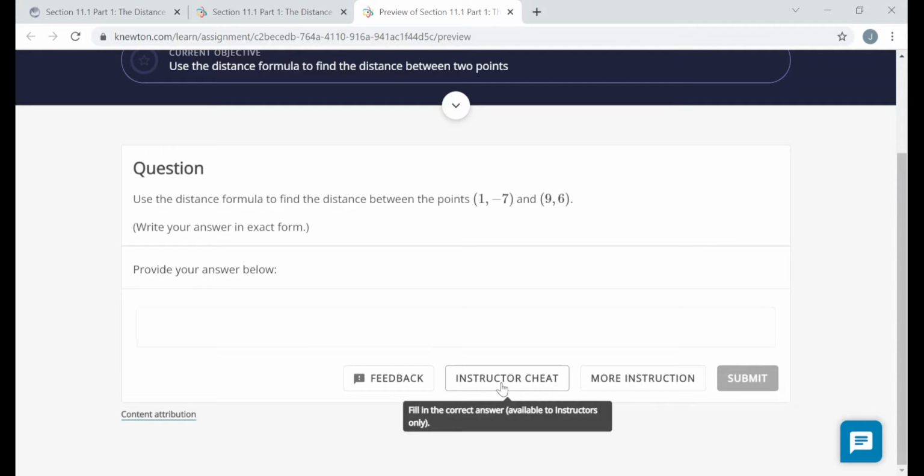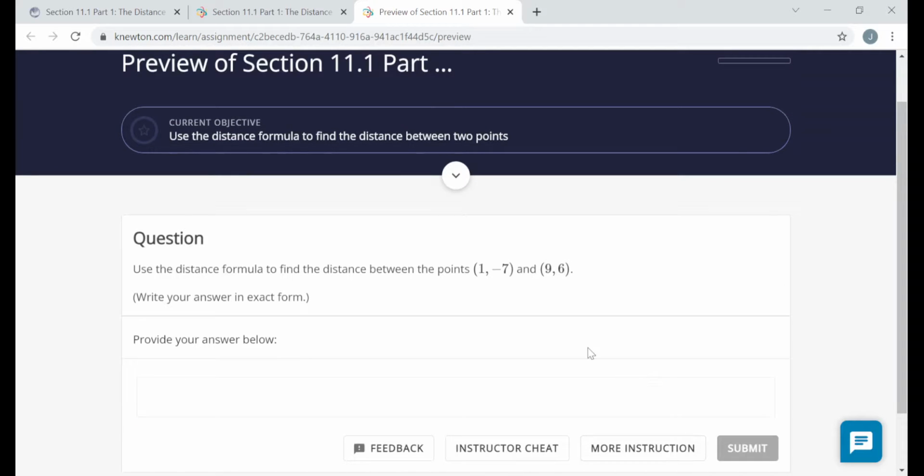You will not see the instructor cheat button. Right, this will not be there. But you will see a more instruction button. And if you click on this, whatever objective you're working on, you'll be provided with further reading material and or videos that are related to that objective, and hopefully those help.